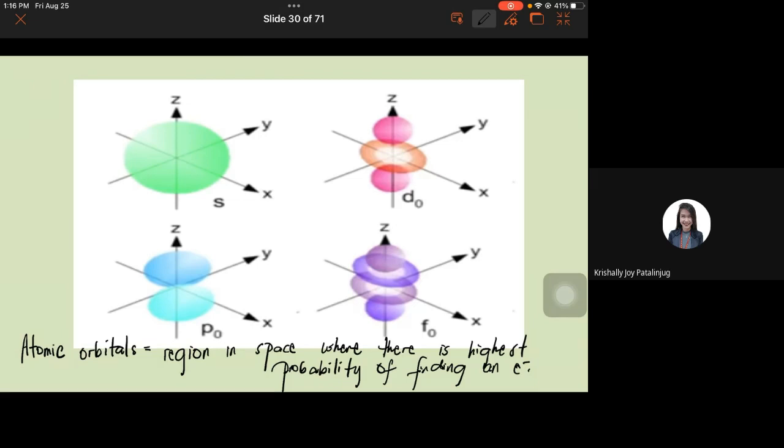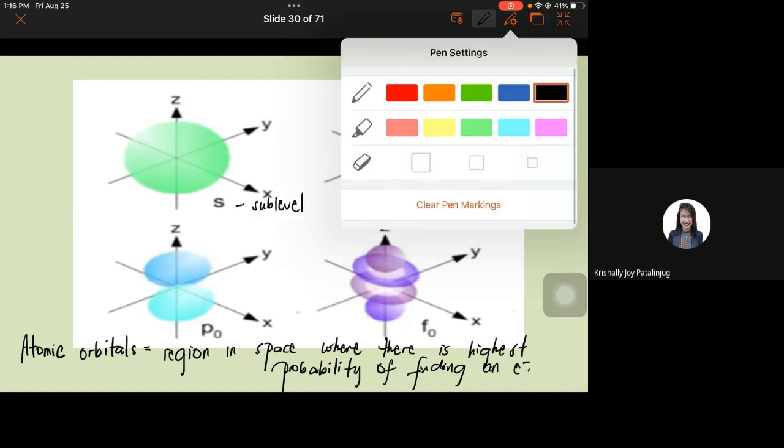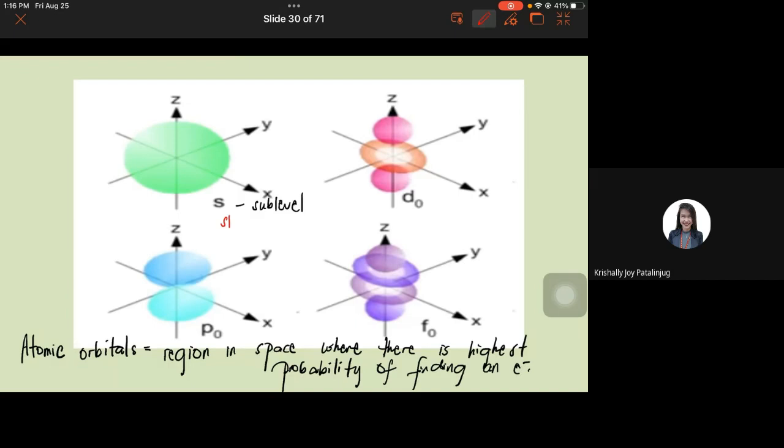And these are the atomic orbitals available. So we have the S subshell, the P subshell, the D subshell, and then the F subshell. So we have the SPDF, and as you can observe, they have different shapes. The S subshell has a spherical shape. The P subshell looks like a dumbbell. The D subshell looks like a clover leaf-like shape.